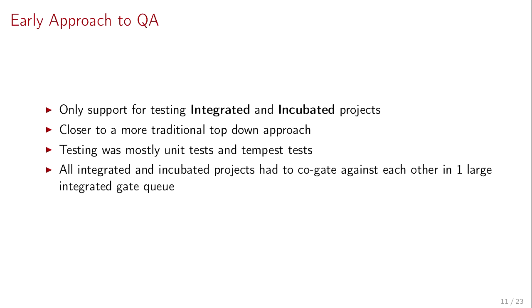This was actually pretty similar to the facepalm monkey picture with the enterprise QA. It's a separate team. We poke the black box externally and see if the test results worked out okay. And back then, Tempest tests and unit tests were basically all that we did. And all of these projects would share one gate queue.